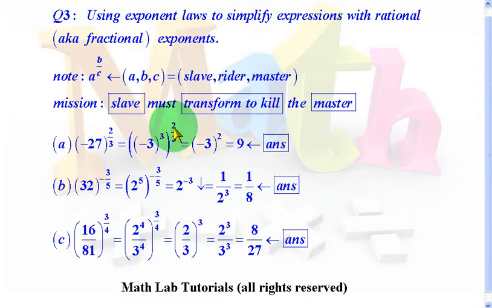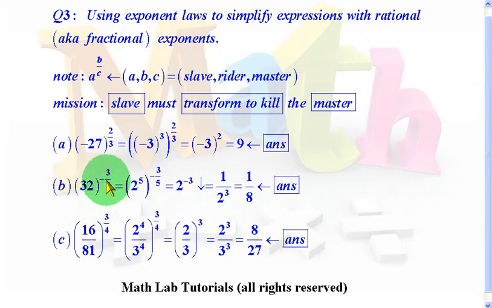He's really not participating in what's going on. This is all about the master and the slave, and the rider goes along for the ride. So at the end, we get minus 3 to the power 2. The rider finally kicks in. And of course, we have 2 negatives, so the result is positive, and 3 squared is 9, so we're good to go. Let's look at the next question over here.